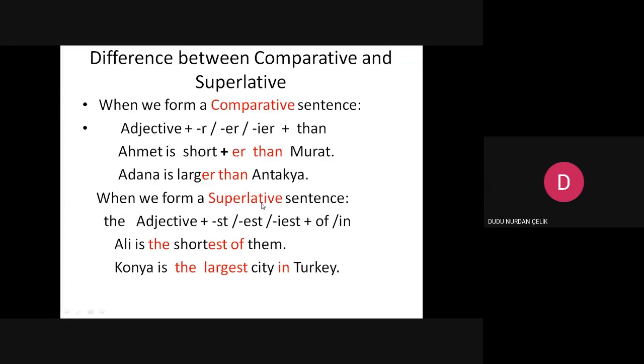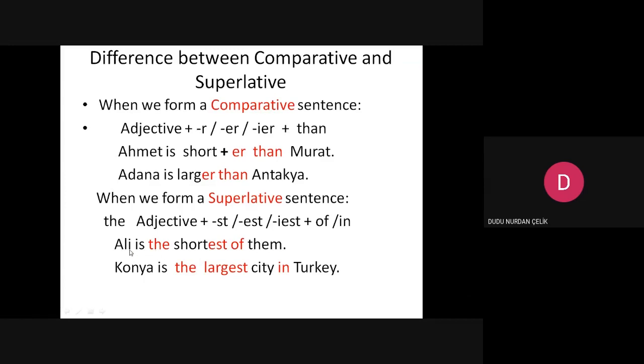But when we make superlative sentences, the top, we need the adjective, but before the adjective, we need the, because we're making superlative. So the adjective needs st, est, or iest addition after the adjective. And look, this is another important use. We use of or in, not than. Than is for comparative, of or in is for superlative.